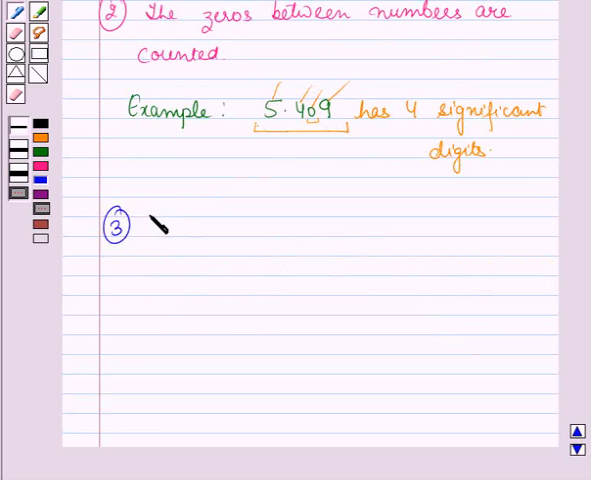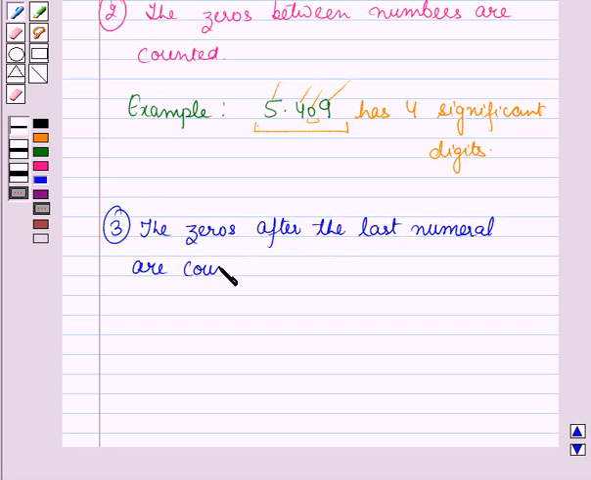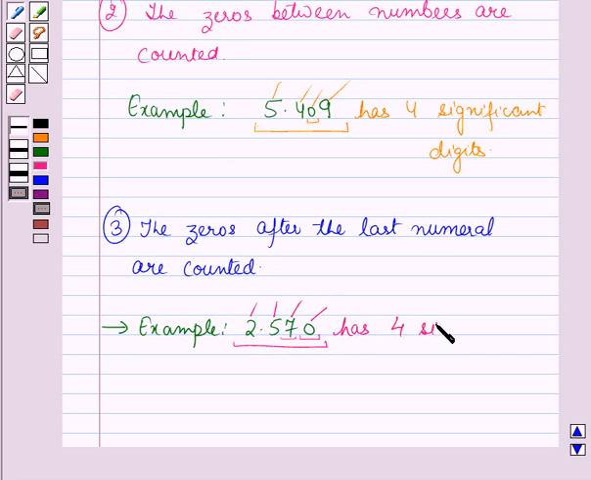Now the next rule is the zeros after the last numeral are counted. Now let us see one example for this. Here we have to find out the number of significant digits in 2.570. Now in this number, 0 is coming after the last numeral, which is 7. That means this 0 will be counted. So the number of significant digits in this number is 1, 2, 3 and 4. So this number has 4 significant digits.